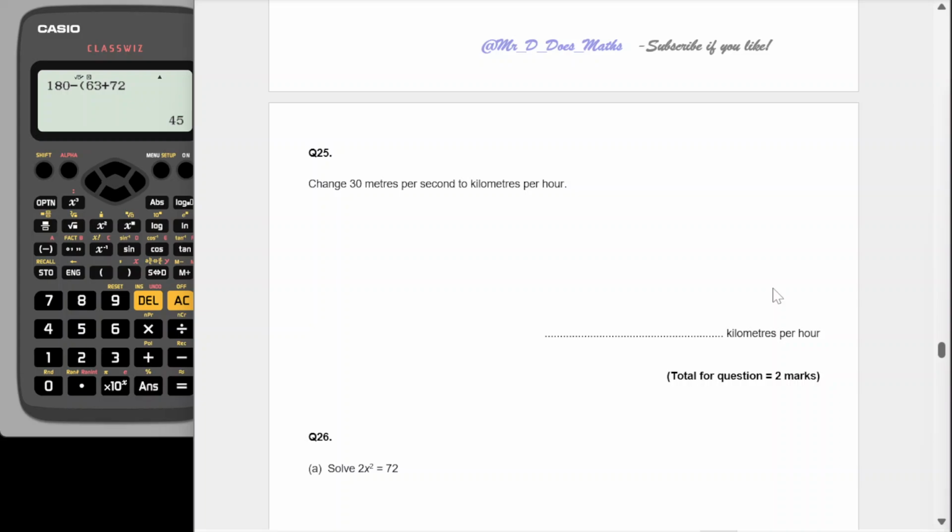Okay, question 25. Change 30 meters per second into kilometers per hour. So I like using unit conversions in terms of a ratio table. So in 1 second, it travels 30 meters. So that means if I want per hour, I would need to times both sides by 60. That would give it me in minutes, and then times it by 60 again would give it me in hours.